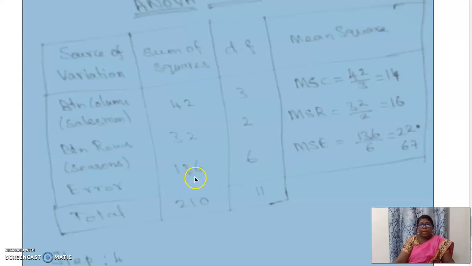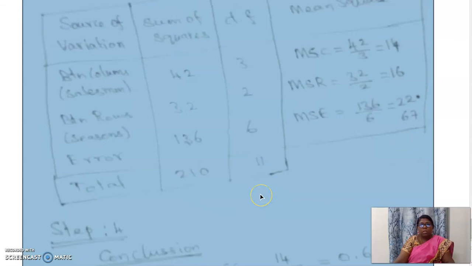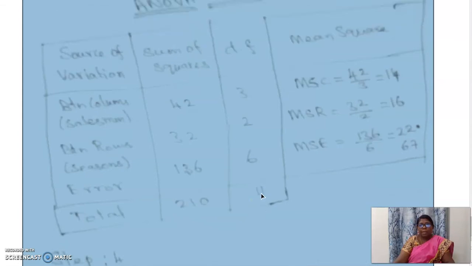Similarly for error, the SSE value is 136, the degrees of freedom is 6, and the MSE value is 136 divided by 6, that is 22.67. The total of these values is 210. Similarly for the total, the degrees of freedom is 11. So this is the end of step 3.